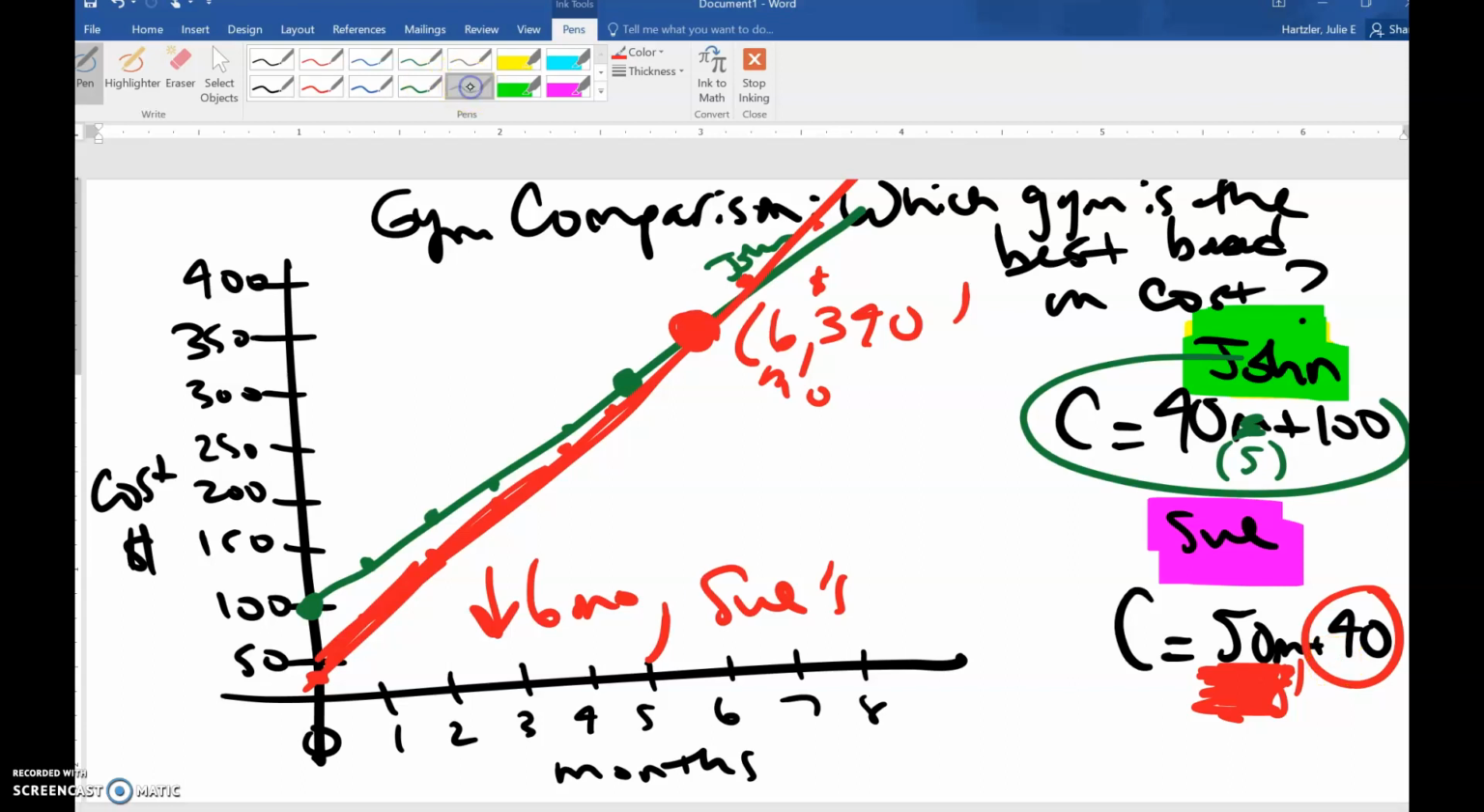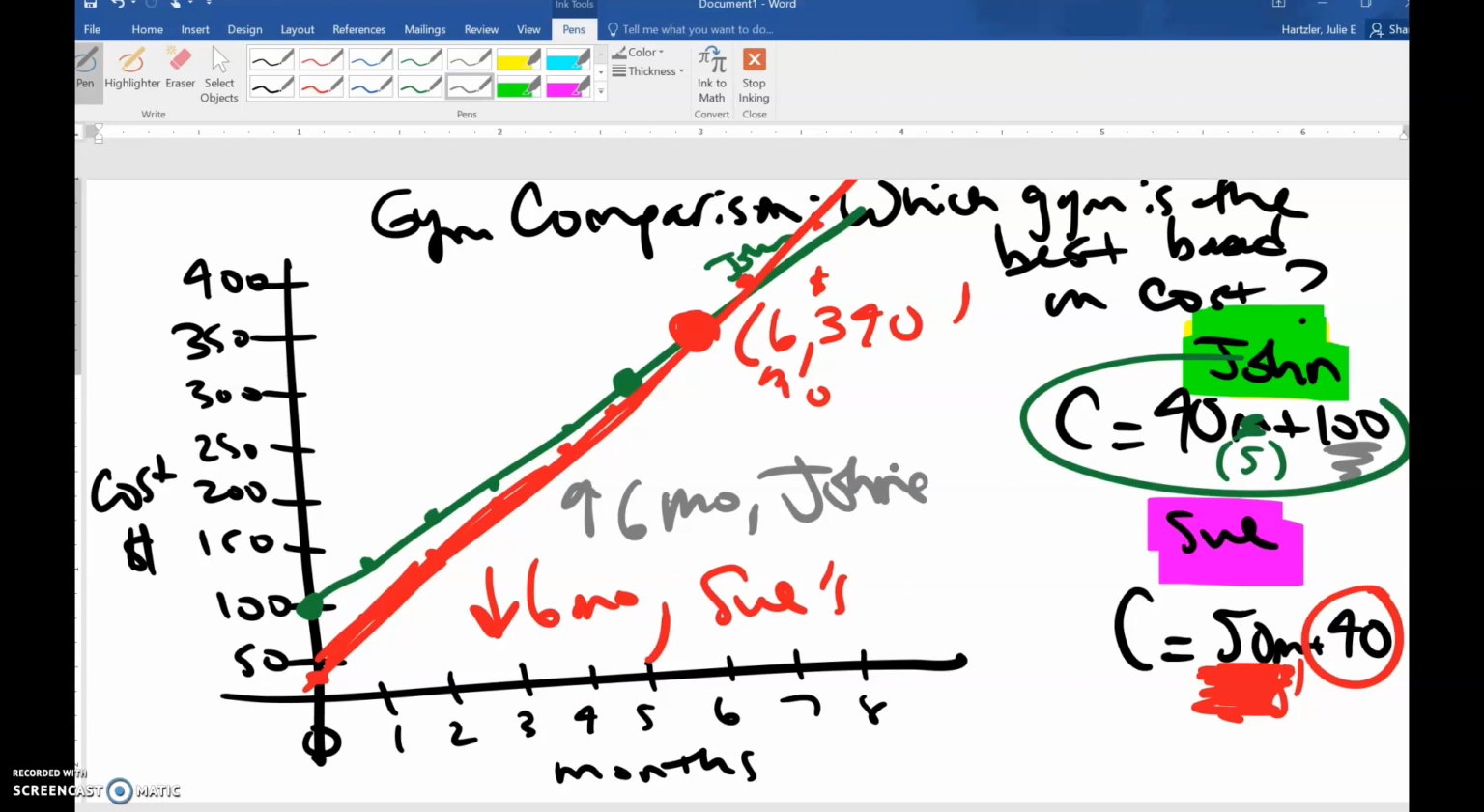Now, if you're going to go more than 6 months, then this high starting fee isn't going to matter anymore. So after 6 months, John's is actually going to be the cheaper one, because you're going to benefit from that low monthly fee. So you've had enough months to pay off the high fee, and now you're just going to benefit from the low monthly fee at that point. Okay, so the break-even point is where it doesn't matter, and then on one side of it, it's cheaper to do one. On the other, it's cheaper to do the opposite, and it's because of these Y-intercepts.